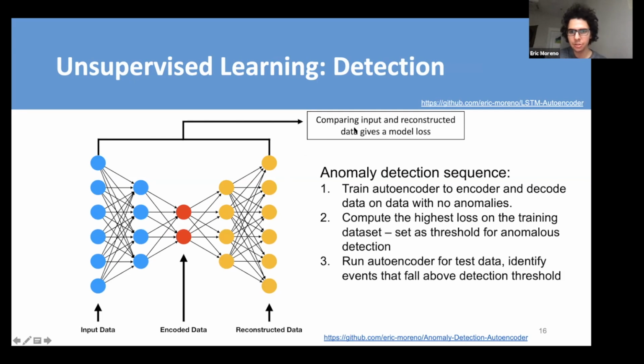And so basically what you do is you compare the input and the reconstructed data, and that gives you a model loss. So you train your autoencoder to encode and decode data with no anomalies, no gravitational waves, and then you set some threshold based on what true positive rate you want for gravitational waves. And basically you run this autoencoder on test data, which contains gravitational waves, and you identify events that fall above a certain detection threshold. This whole model is basically just supposed to get confused when anything besides noise passes through it. That's the gist of the situation. And if it gets confused, then you see a spike in your model loss, and you can identify that as falling above a certain detection threshold.